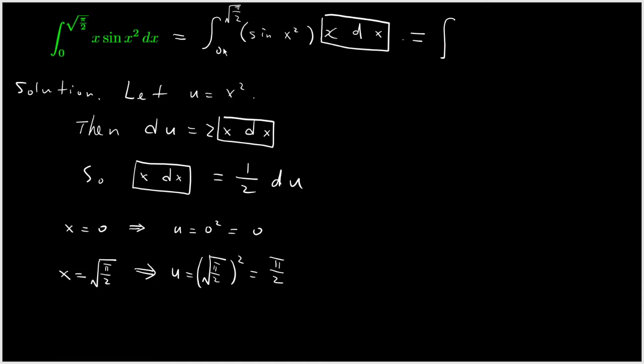That's an x value. X value of 0 corresponds to a u value of 0. So that's u value of 0 corresponding to x value of 0. Lower limit corresponds to lower limit. And the x value of square root of half pi corresponds to u value of half pi. So u value is half pi.